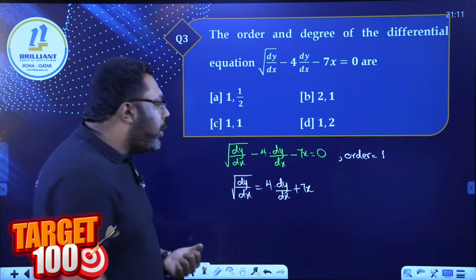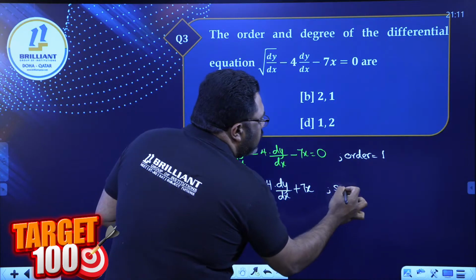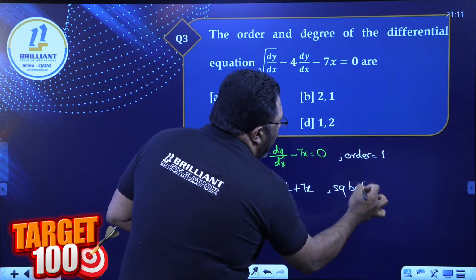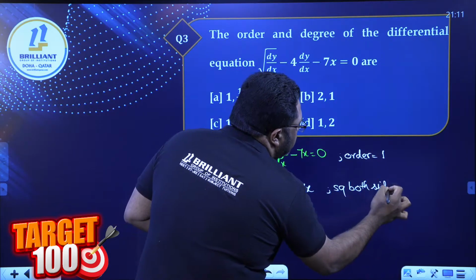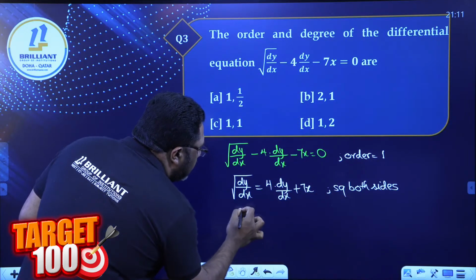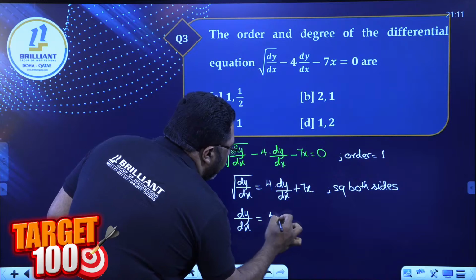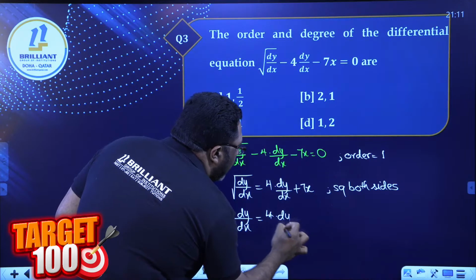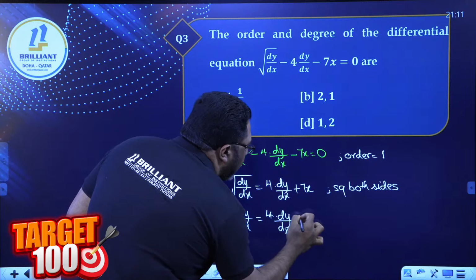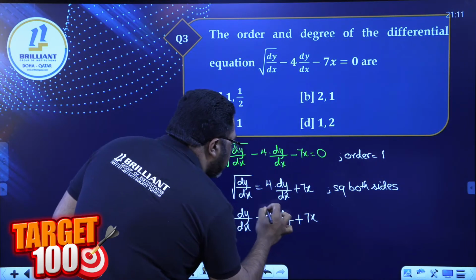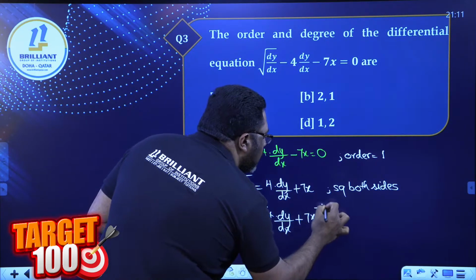How to get rid of a square root? Again the same idea, square both sides. So what happens when you square both sides? This becomes dy by dx, and this becomes (4 into dy by dx plus 7x) the whole squared.